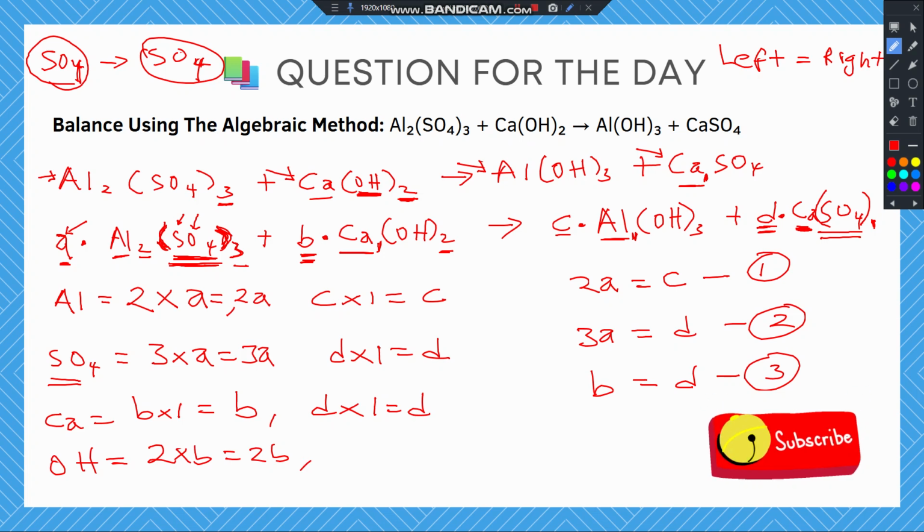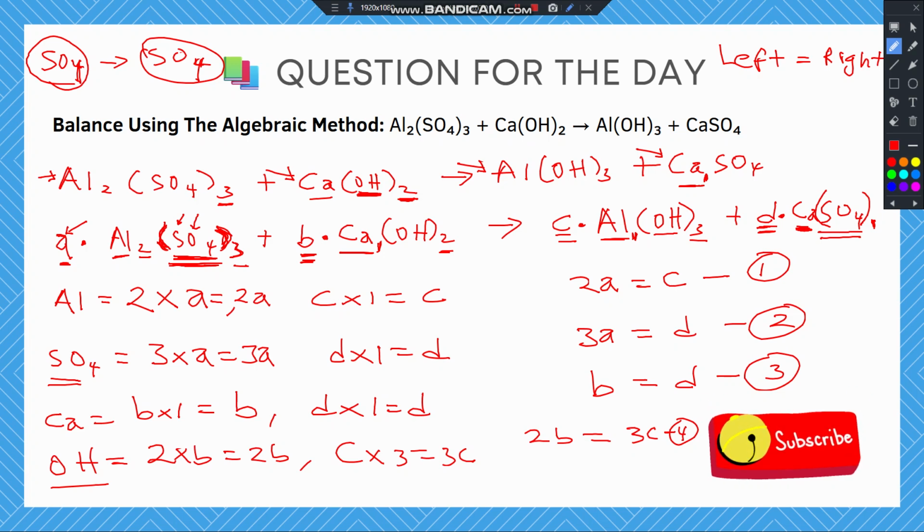On the right hand side, you can see OH appears here, having a subscript of 3 and a coefficient of the letter C. So we have the right hand side being equal to C multiplied by 3, which gives us 3C. So as far as OH is concerned, if we equate the left hand side to the right hand side, we have 2B is equal to 3C. This is the fourth equation.